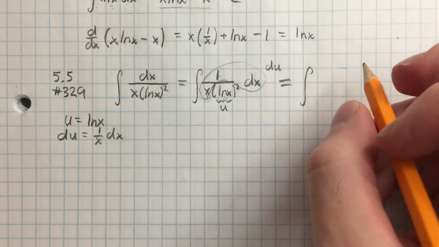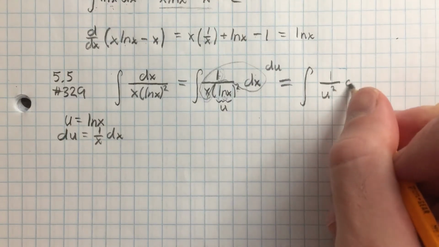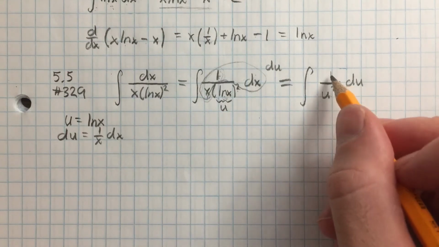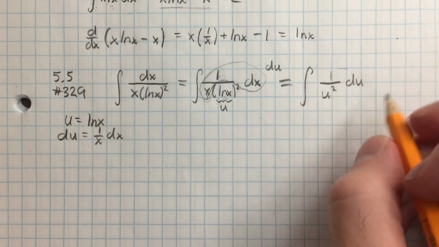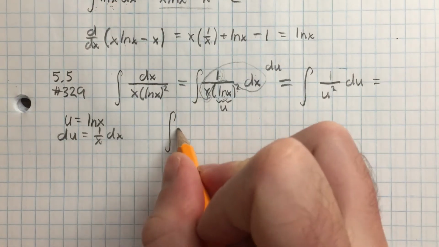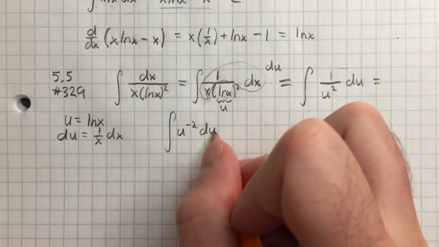It will be 1 over u squared du. Again, I pushed the differential off to the side, and I left this as a 1 here. But this is the same as u to the negative 2. Written that way, so I can use reverse power rule on it.